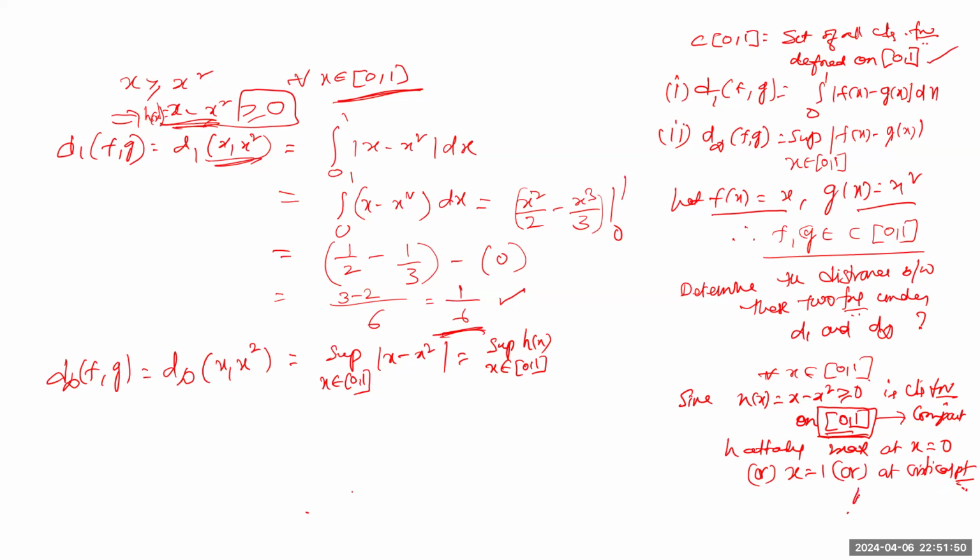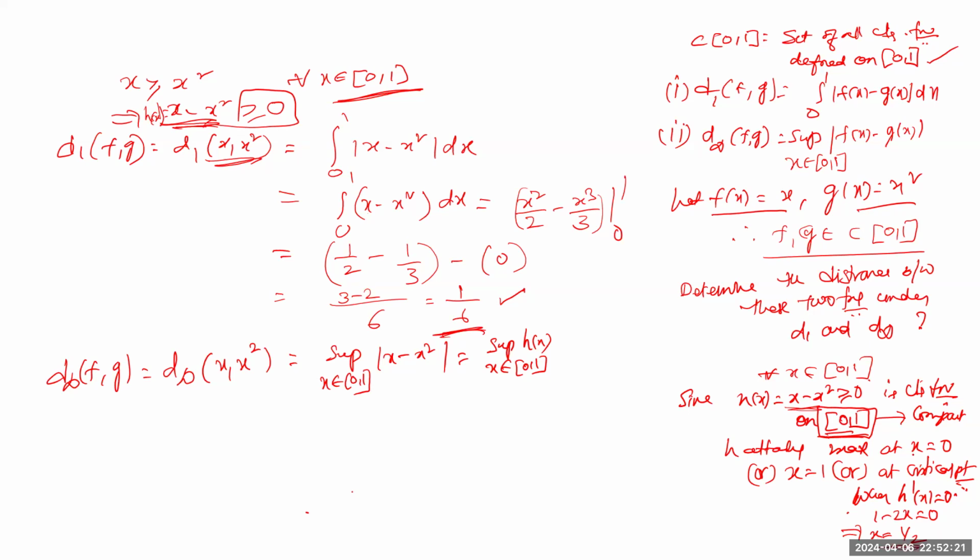how do we get it? Where h dash of x is equal to 0. So we know that for the maximum, h dash of x is equal to 0. What is h dash? h of x is equal to x minus x squared, right? So h dash of x is equal to 0 means 1 minus 2x is equal to 0. That implies x is equal to 1 by 2, right?